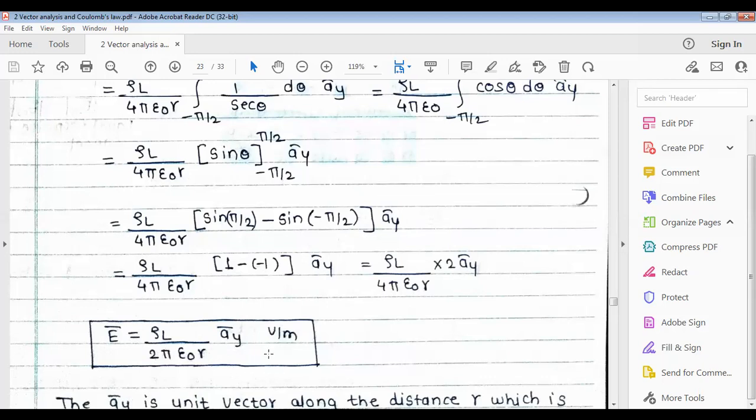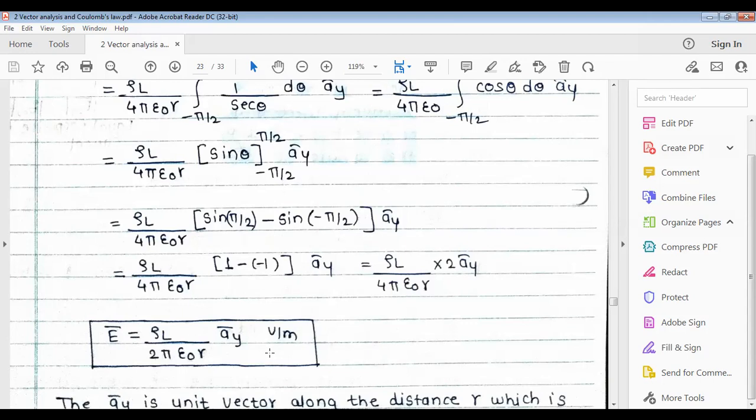Okay, so remember here, which term is coming as a unit vector? Which term is coming? That is a bar y. It is a bar y because we considered that point P is placed on the y-axis, right?